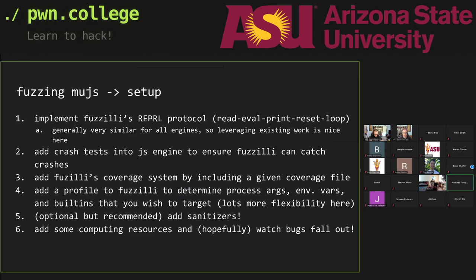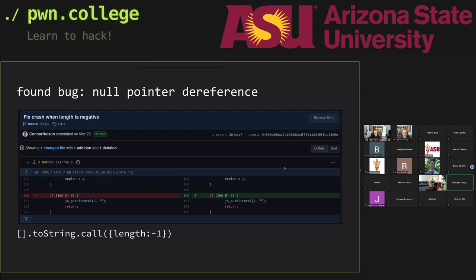And what we also did was add sanitizers into this. We tried to add a lot of different sanitizers, but we found that beyond ASAN and UBSAN there was really not a lot of flexibility. Just including those was enough to get some really cool bugs pumping out. And then finally, you just sprinkle some computing resources on it and hopefully watch bugs fall out. Connor's going to talk about what we found.